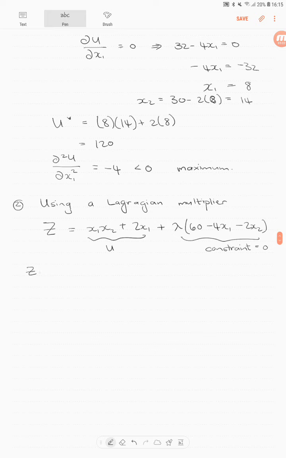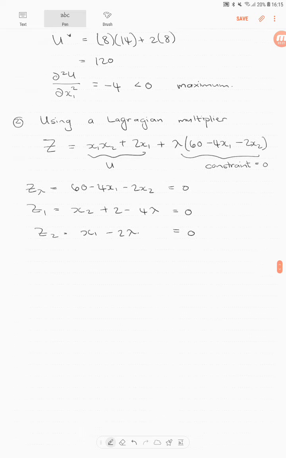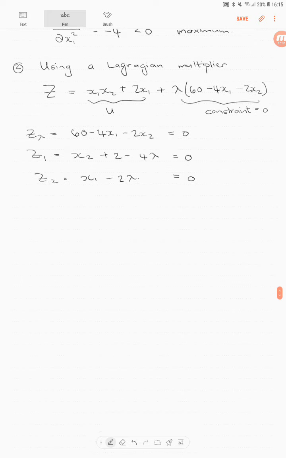Now we find the derivatives of this function and set our derivatives equal to 0. So we can then solve. You can use any of these equations and work backwards. If we take 60 minus 4x1 minus 2x2 equal to 0, that means x2 is equal to 30 minus 2x1.